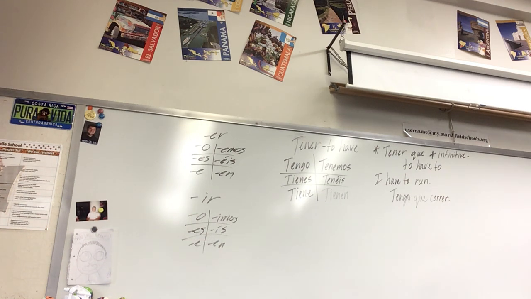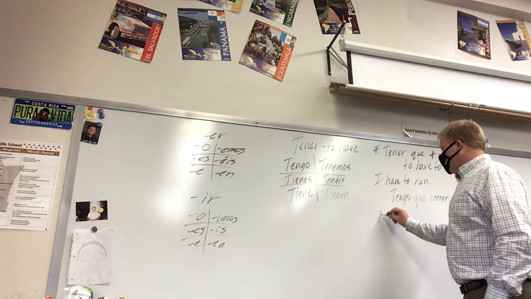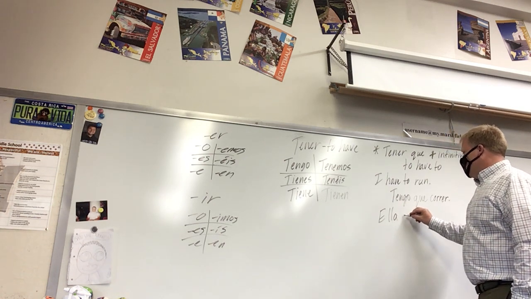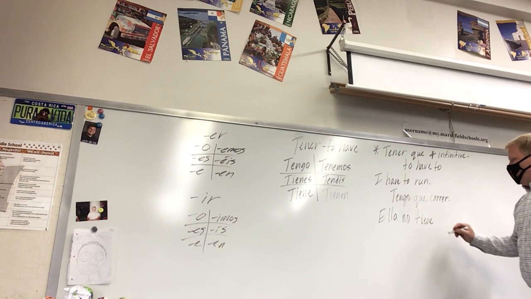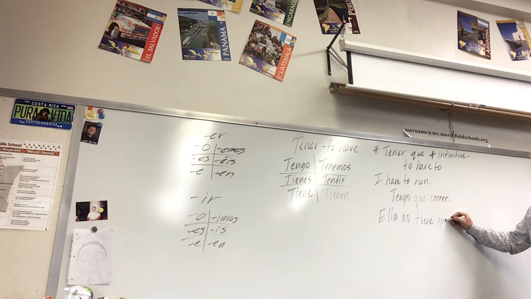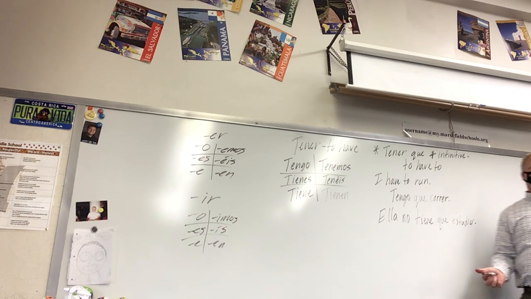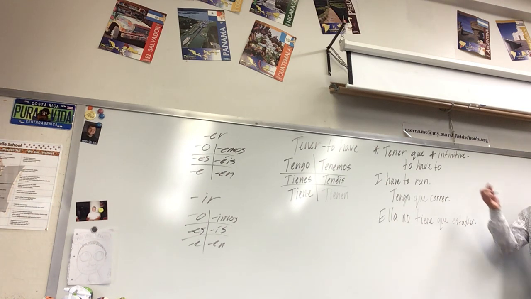If I want to say she has to study, or make it negative, she does not have to study. Ella, I want to make it negative. What's the ella form of tener? Tiene. Ella no tiene que, what did I say, study, right? Want to keep that in the infinitive? Estudiar. Ella no tiene que estudiar. She doesn't have to study. So if you want to express what you have to do, tener que plus an infinitive. The infinitive is the action you're doing.